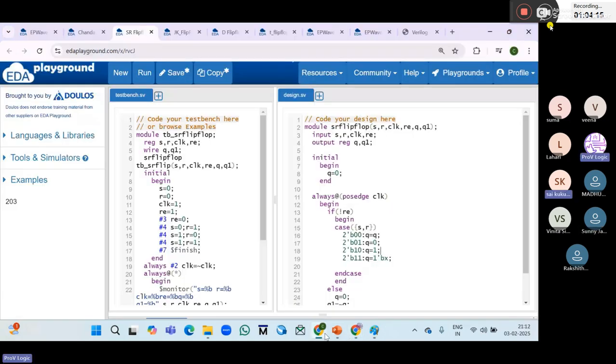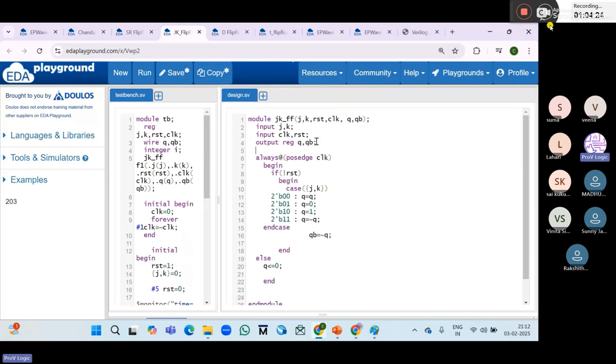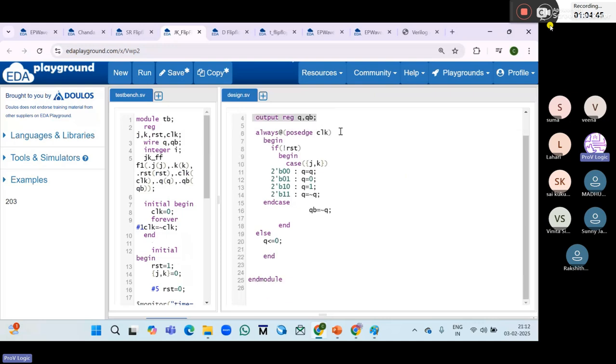No, ma'am. Okay. So coming to the JK flip-flop, here is another case where you can write it in a more simplified way. Behavioral only, but in some other style. So module JK, the inputs are J, K, reset, clock, and outputs Q and Q bar. Inputs are declared JK, clock, reset, and output also declared QB. Always at the rate of posedge clock, begin. If reset is high, then begin case JK. If JK is 00, then Q equal to Q.